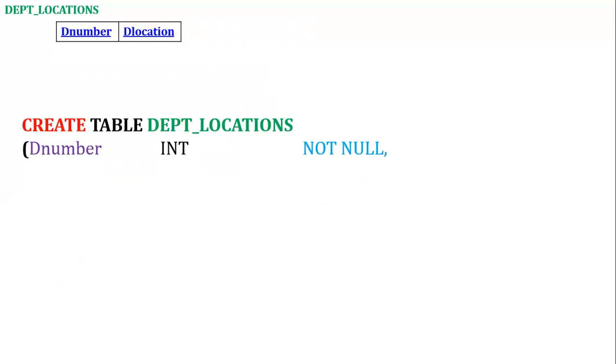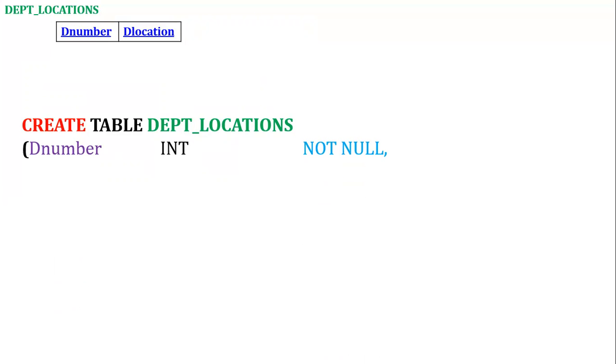Now we'll create another table, department location. Here we have D number and D location, and combined together they form a composite key, so we have a composite primary attribute. Then we'll see how to write the primary key if more than one attribute plays this role. So: create table, table name is department location, D number.